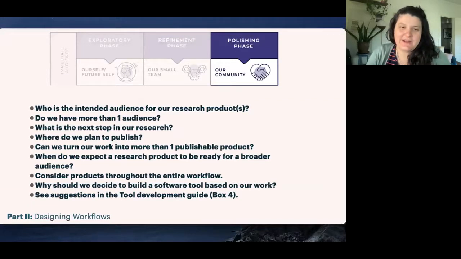When do you expect research projects to be ready for a broader audience? I'm not going to go into tool development, but a lot of times a very valuable research product is creating a tool that gets you past those intermediate steps, or a tool that you built just for your own research project, but you see the utility in using that tool beyond your research project.